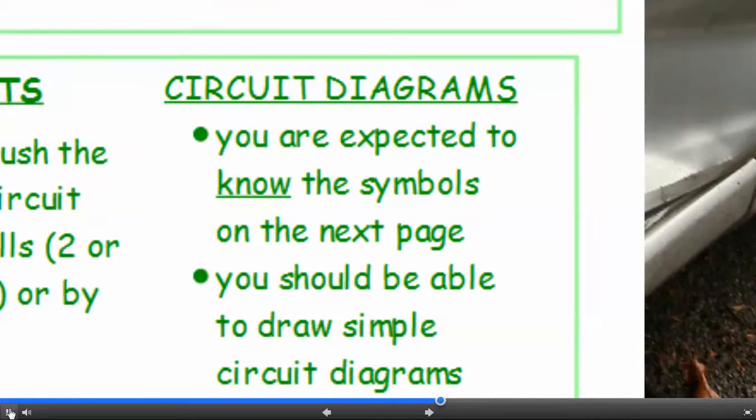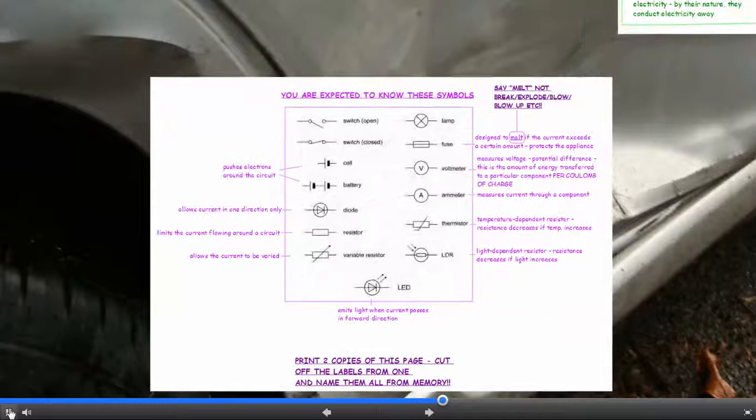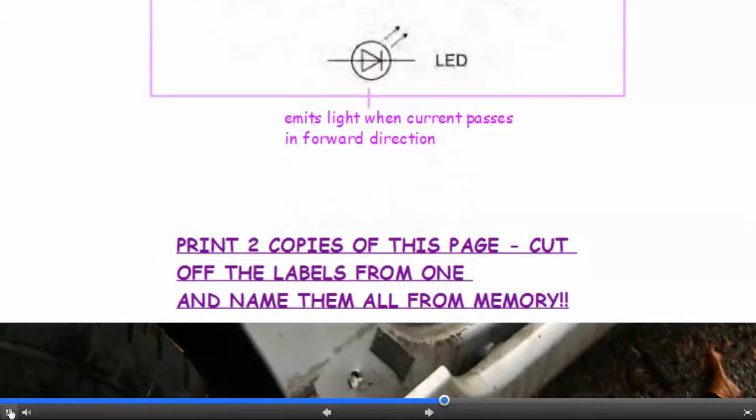And you're expected to be competent at drawing circuit diagrams. You're expected to know all the symbols that you'll find on the next page, and you're expected to be able to use them in simple circuit diagrams. So you're expected to know these symbols, so you need to learn these off by heart. How about printing off 2 copies of this page and then cut off the labels from one of them and then name them all from memory?